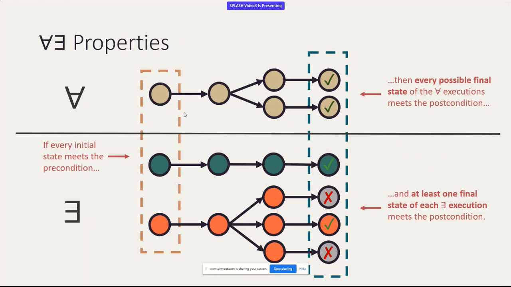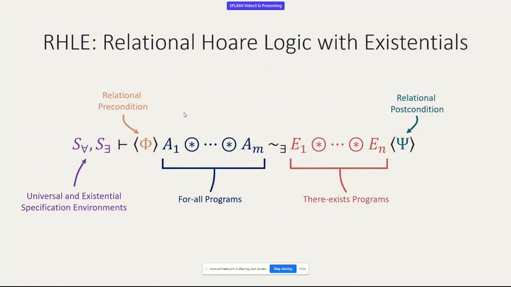Okay, so how do we do that? Well, first we need a way to write down this kind of property. And here's the way that we write it down in RHLE, which is our logic for working with these kinds of properties. It stands for relational Hoare logic with existentials.